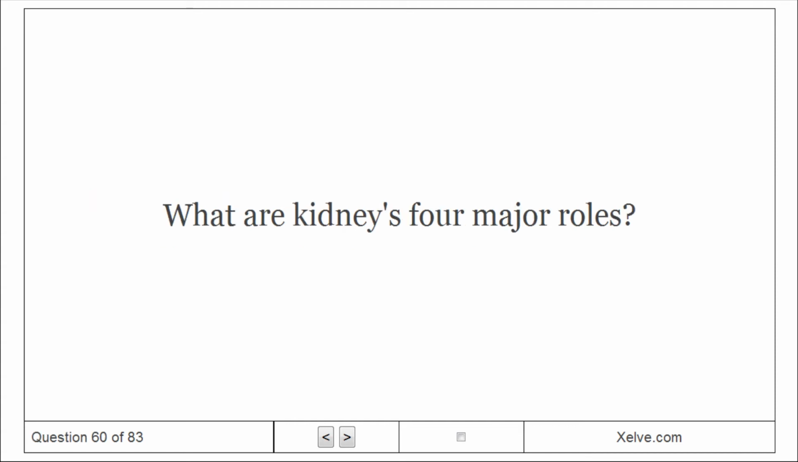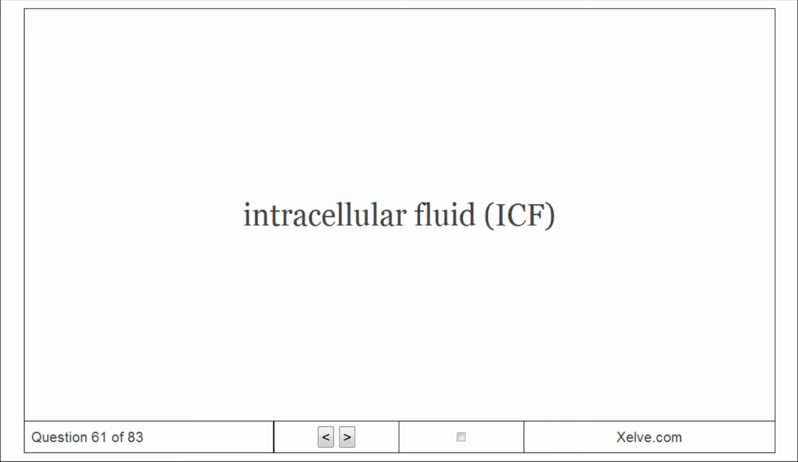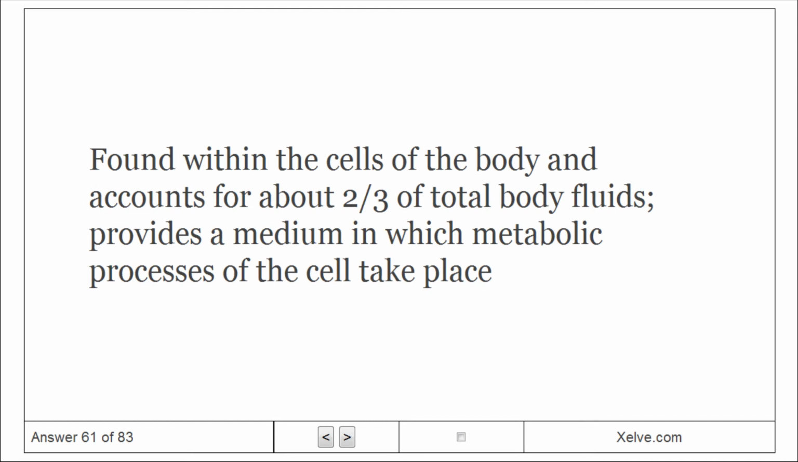What are the kidneys' 4 major roles? Excretion of nitrogen-containing wastes, maintaining water and electrolyte balance of the blood, and ensuring proper blood pH. Intracellular fluid. Found within the cells of the body and accounts for about 2/3 of total body fluids; provides a medium in which metabolic processes of the cell take place.